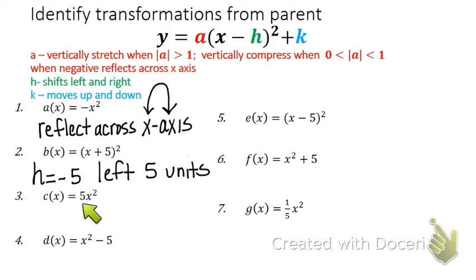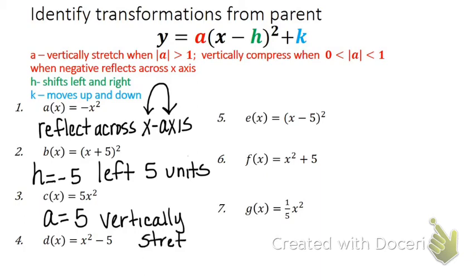For number 3, the 5 is in front of the x squared, which means that that is your a value. When the absolute value of a is greater than 1, it vertically stretches, which means it's going to appear narrower than the parent.